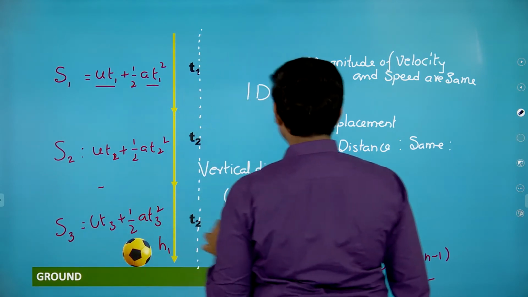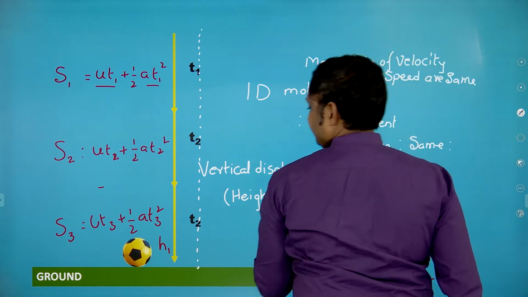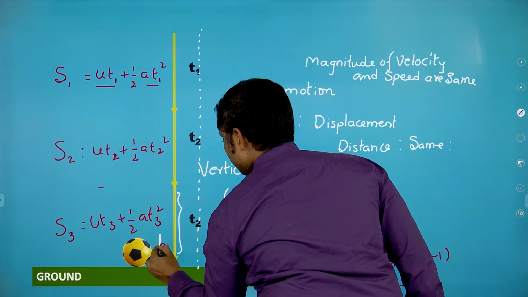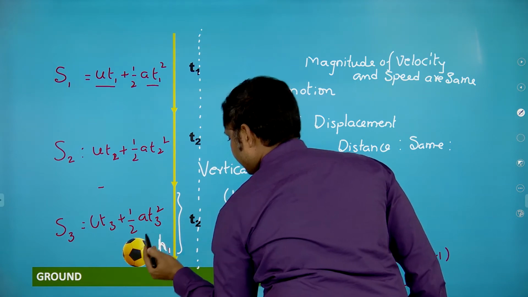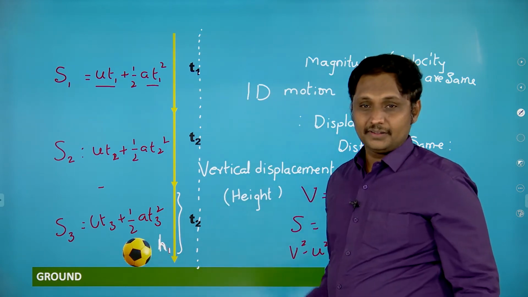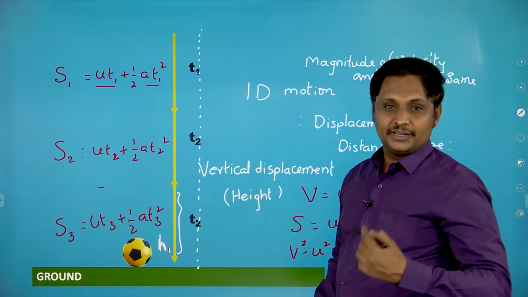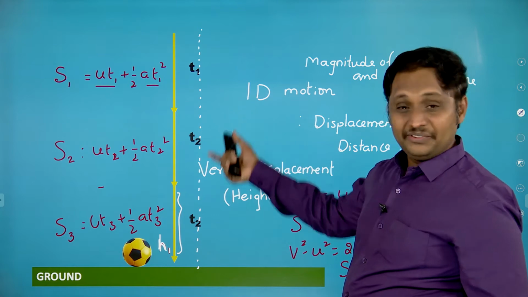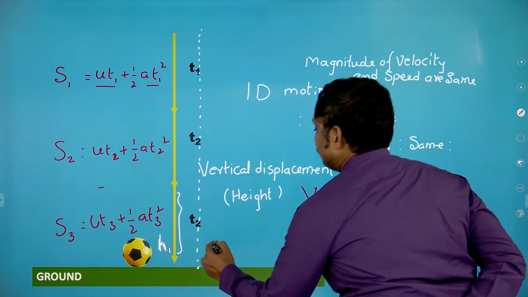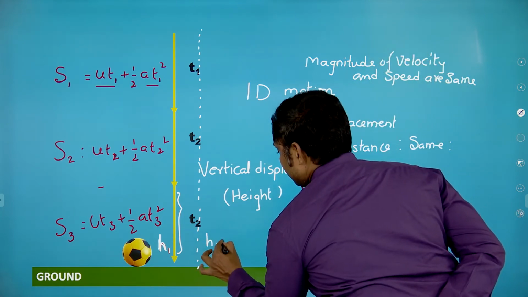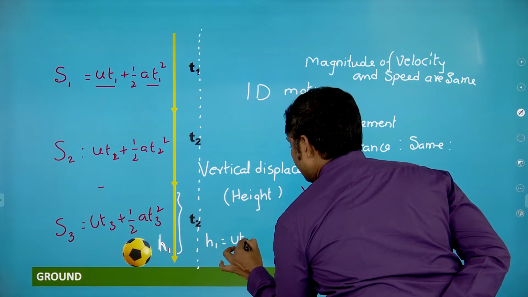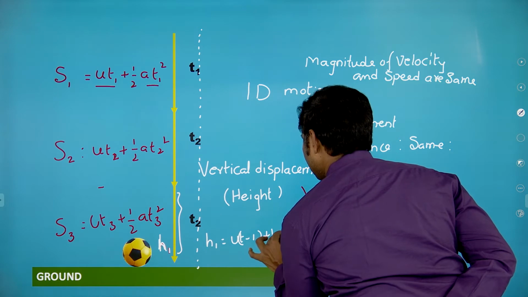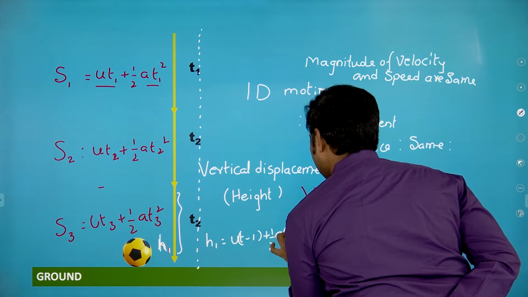Yes, if it has covered the distance in the last second, it's going to be h1. Then we can calculate this h1 with the help of the equation of motion. That is very clear. We can say that h1 is equal to u(t minus 1) plus 1 by 2 a into (t minus 1) whole square.